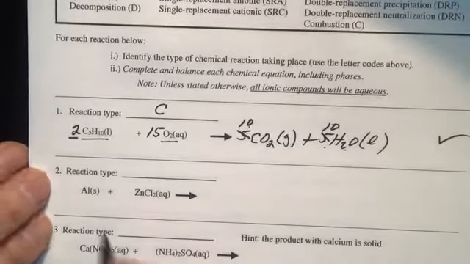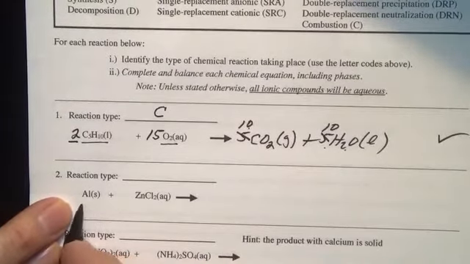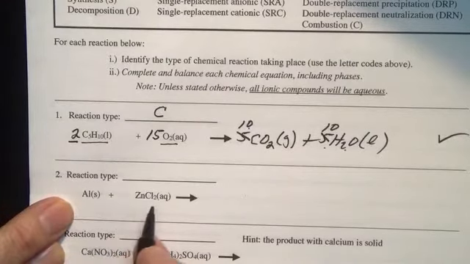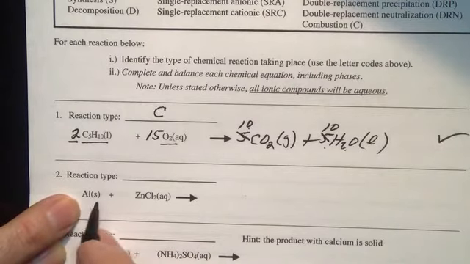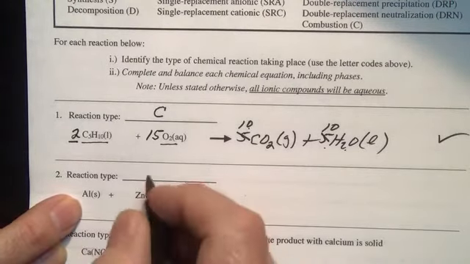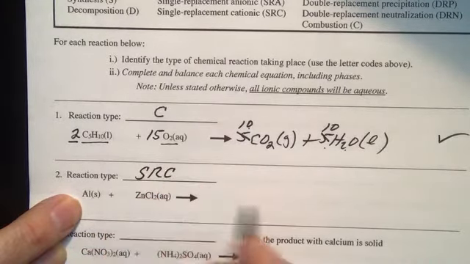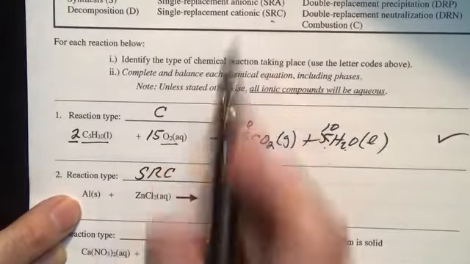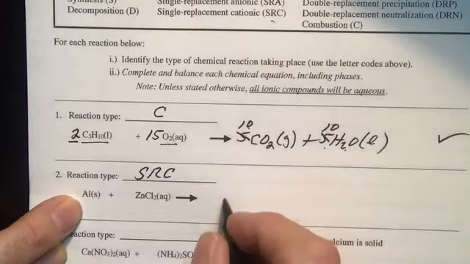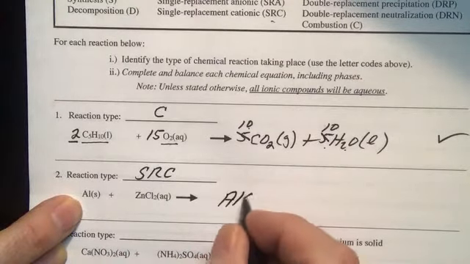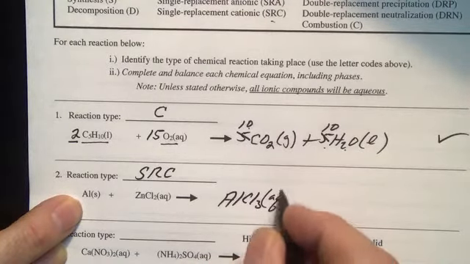Next, this is a single replacement reaction. You recognize it because you have an element reacting with a compound. So in that case, the aluminum, when it becomes an ion, becomes a cation. So this is a single replacement cation. What happens in the reaction is that aluminum takes the place of zinc to form aluminum chloride. Aluminum has a positive 3 charge, chloride a negative 1. And that's going to be aqueous.